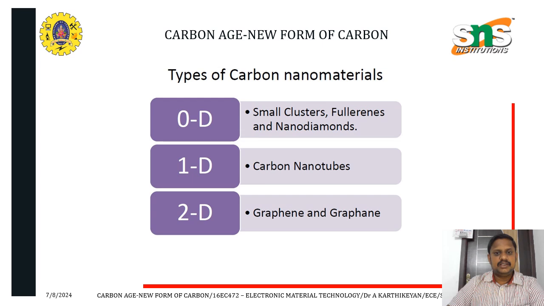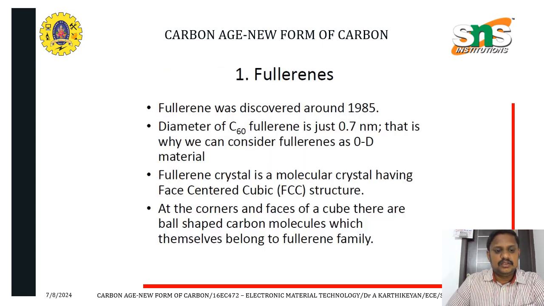In that we have three types of carbon nanomaterials. That is 0D, which is the small clusters, fullerenes and nano diamonds. 1D is nothing but the carbon nanotubes, and 2D is nothing but graphene. Also, the corners of all the facets and faces and the cubes, there are ball-shaped carbon molecules, which is the fullerenes family.